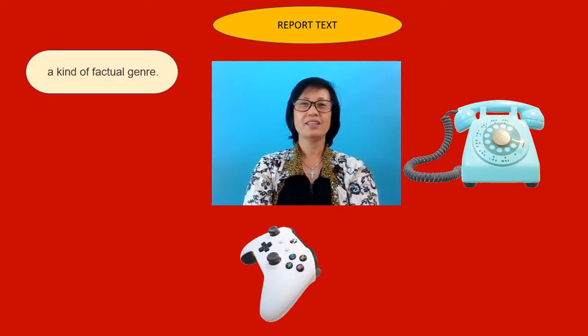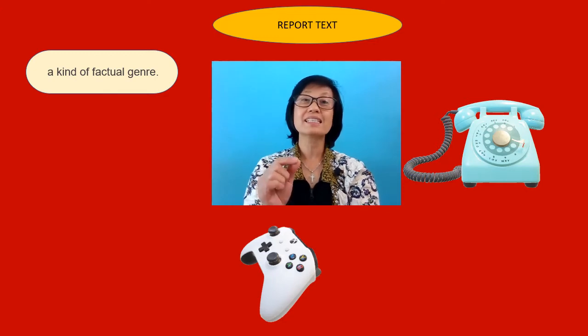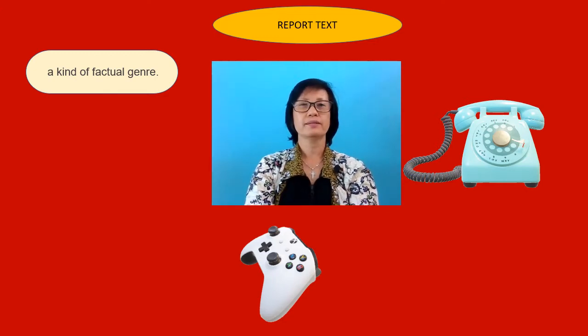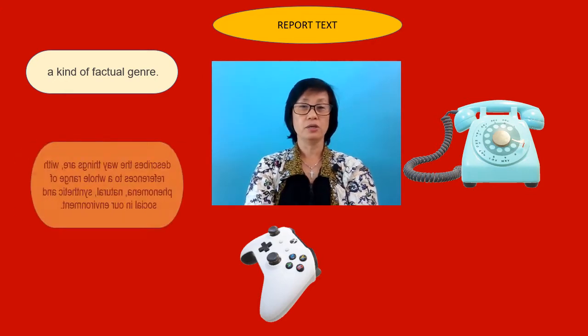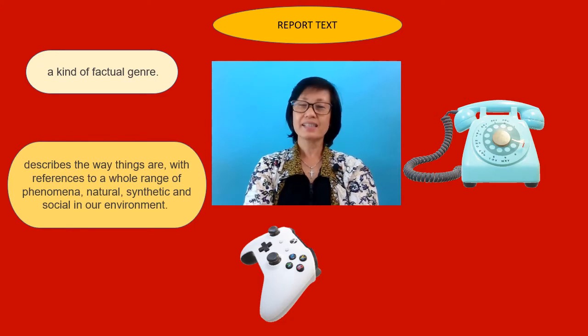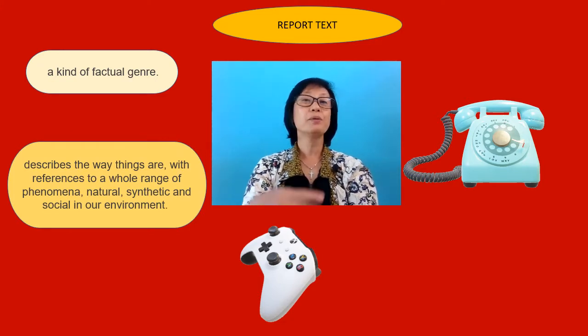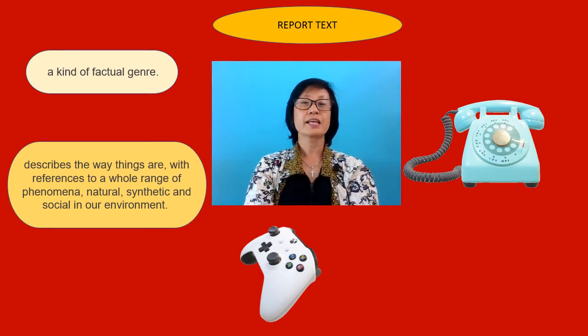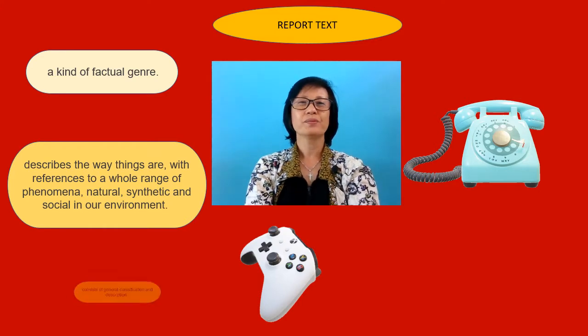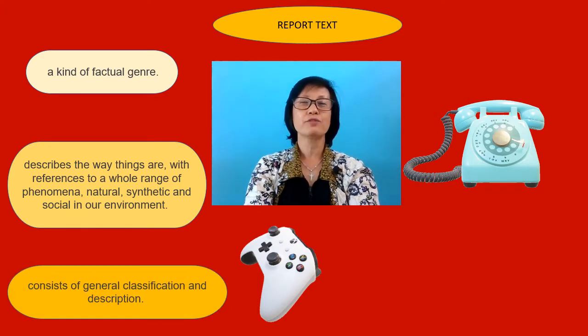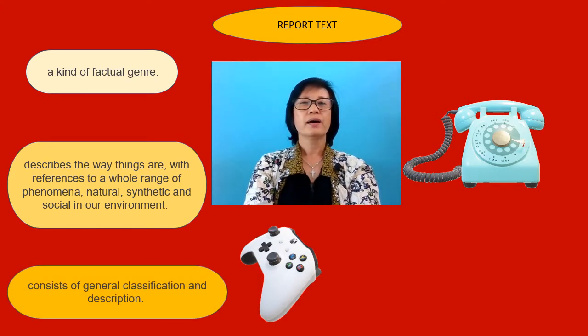Not only that, you should also know the generic structure of report text. So each paragraph is called, let's see. So the first paragraph in report text is called general classification. Good. What about the next paragraphs? The next paragraphs are called description. Good job.